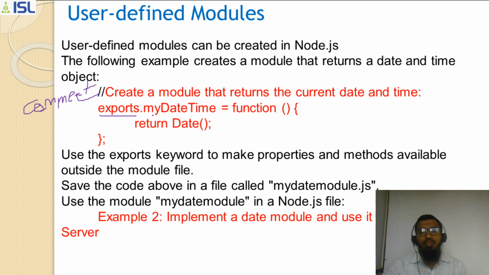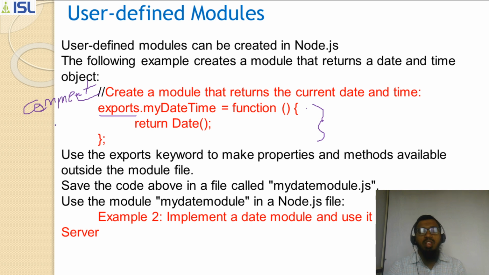As I told you, the first letter should be small. From the second word, the third, fourth, any number of words, the first letter of that word should be capital. So D and T are capital, equals function and return Date. So this is the code for returning the current date and time.